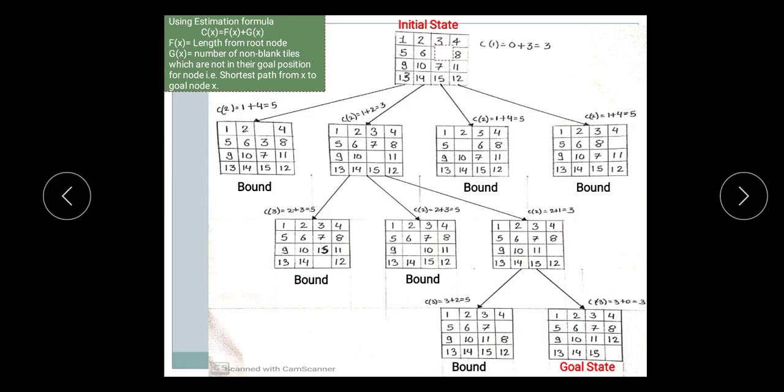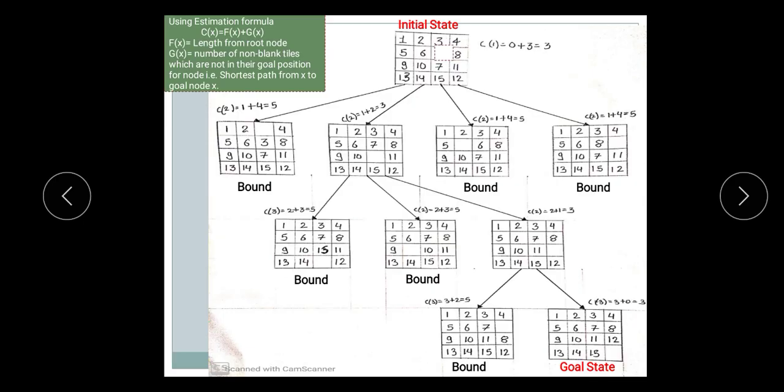That is, when we move our empty slot down, up, left as well as right. If we move our empty tile in the downward direction, we will get this arrangement. Now again we need to calculate the cost of this node.